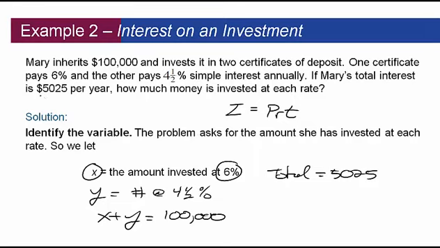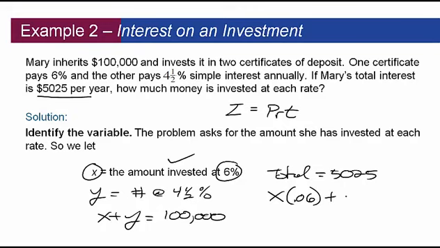Well, 1 year, because it just said 5,025 per year. So time is just going to be 1 in this case. All right. So we can figure out how much interest we get from these 2 things, because total interest is going to be X times 6%. That's how much interest she makes off this account.